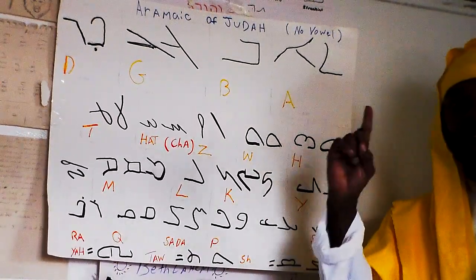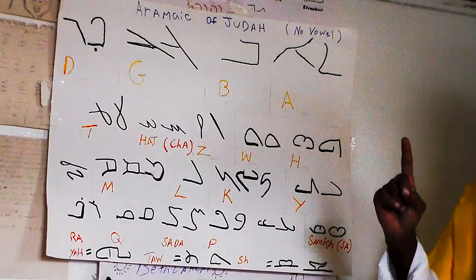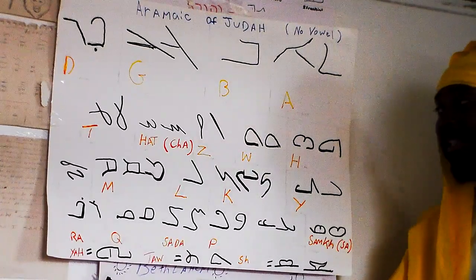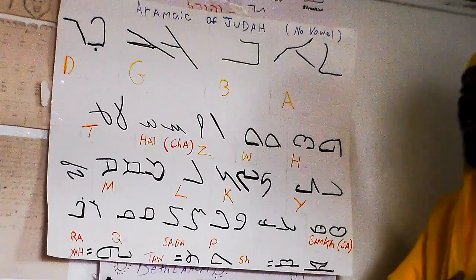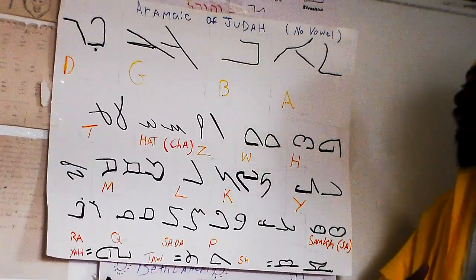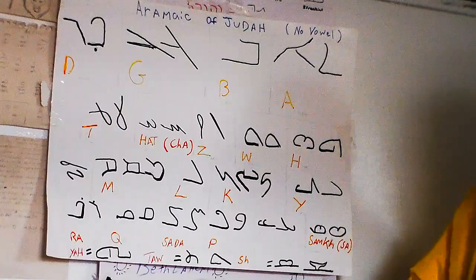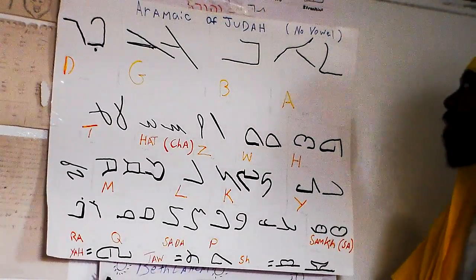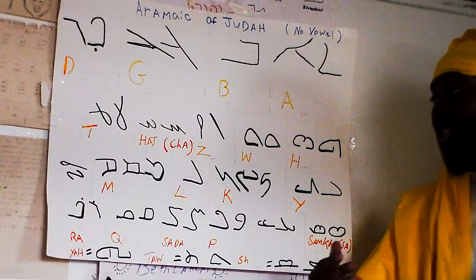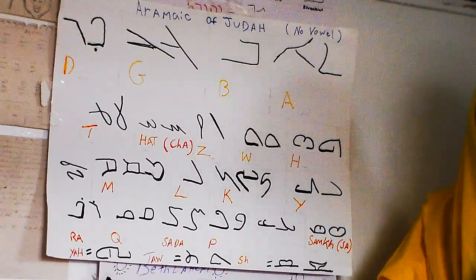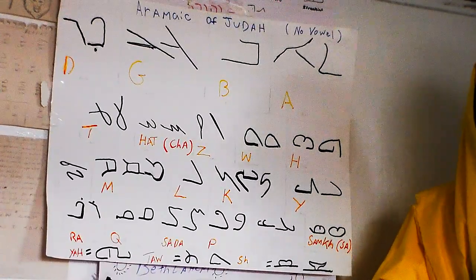So all together, this is the language where Yahshua speaks. He speaks Aramaic, and he is from Judah. That's why I put Aramaic of Judah. That's the Judah language, and that's the Judah word. Judah doesn't have vowels.